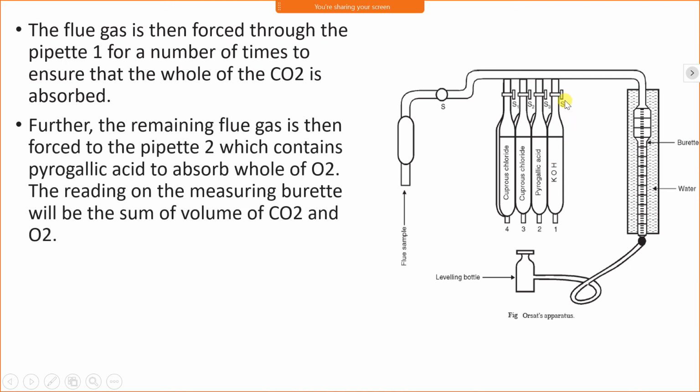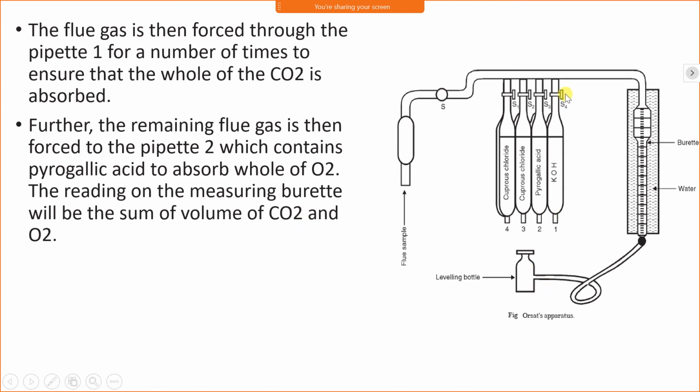Then cock S2 is closed, cock S4 is closed and cock S3 is opened, so that the gas can be passed to the pyrogallic acid to absorb the oxygen. Further, the remaining flue gas is forced to pipette 2, which contains the pyrogallic acid, to absorb the whole of the O2, that means all the oxygen. The reading on the measuring burette will be the sum of the volumes of CO2 and O2.